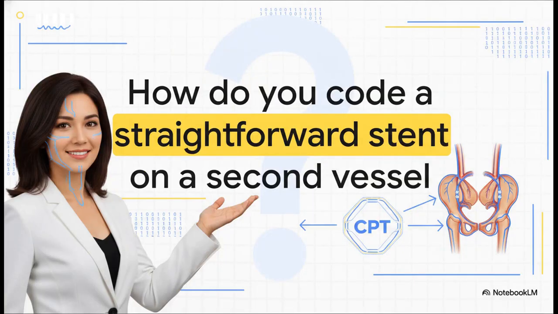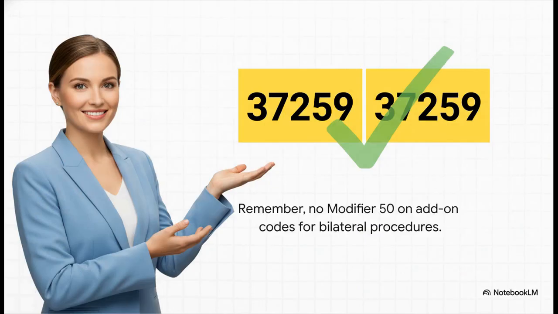Okay, last one, a little trickier. A straightforward stent is placed in a second iliac vessel on both the right and left sides. The initial vessel is already taken care of. How do you report the work on this additional bilateral vessel? The answer? You report code 37259 twice. Why? Because it's an add-on code, so no modifier 50. You got it? See? The new system is logical once you have that blueprint.